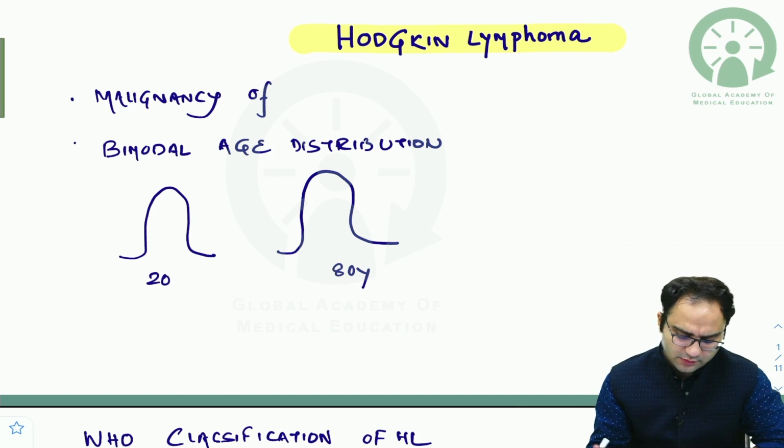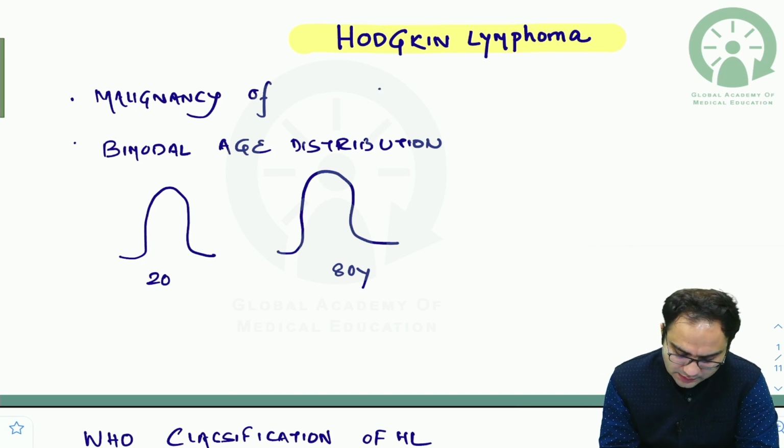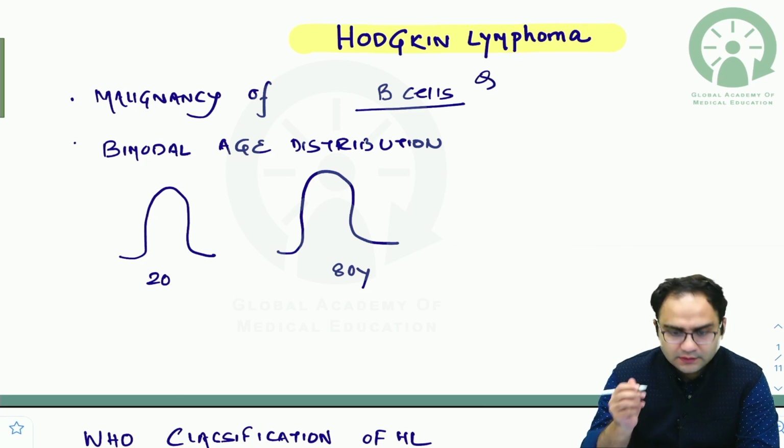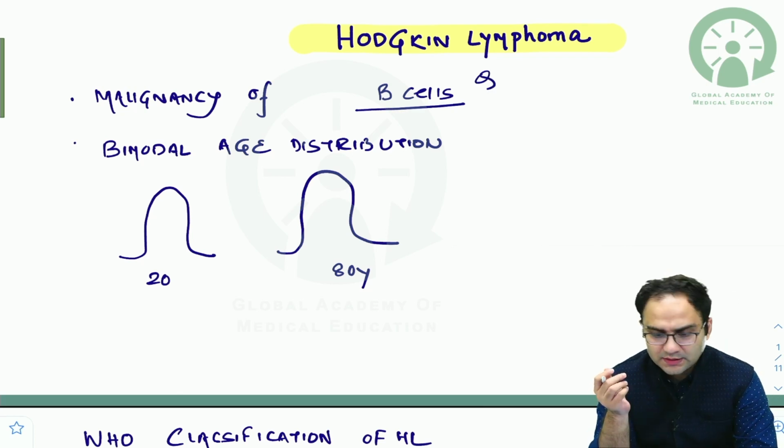So what actually is Hodgkin's lymphoma? This is basically a malignancy of B cells.